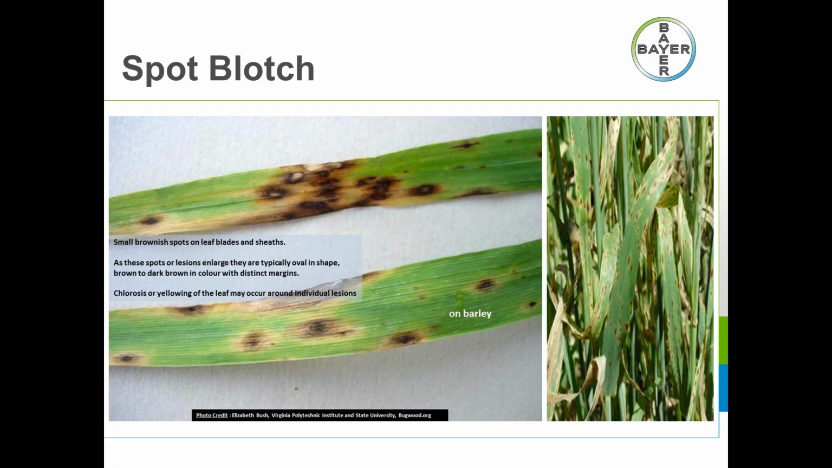The lesions begin first as brown spots on the leaf sheath and blades, and then they enlarge to form dark brown blotches with very distinct margins. These spots may be surrounded by a zone of chlorotic yellow tissue, and dark spots may also appear on the heads, which can result in seed discoloration.